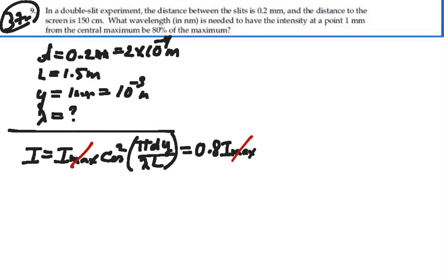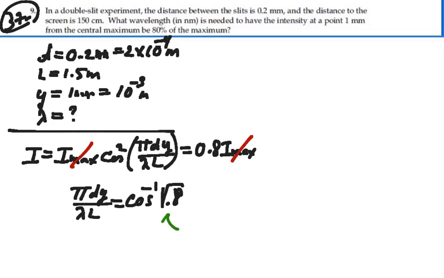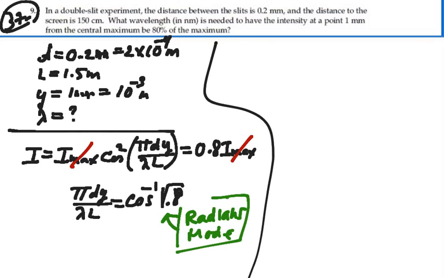Let's take the square root of both sides and then the inverse cosine. So we have pi d y over lambda L is equal to the inverse cosine of the square root of 0.8. When we calculate this inverse cosine, we need to make sure that our calculator is in radians mode. Okay, let's solve this for lambda.